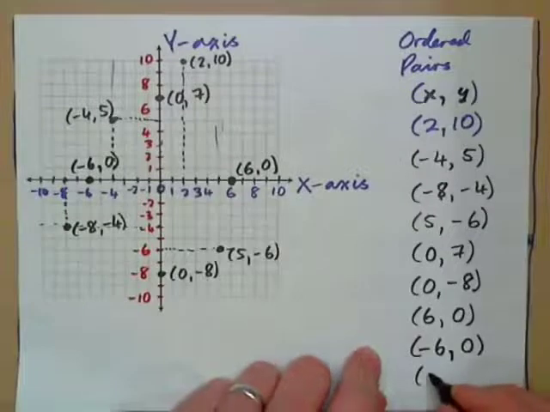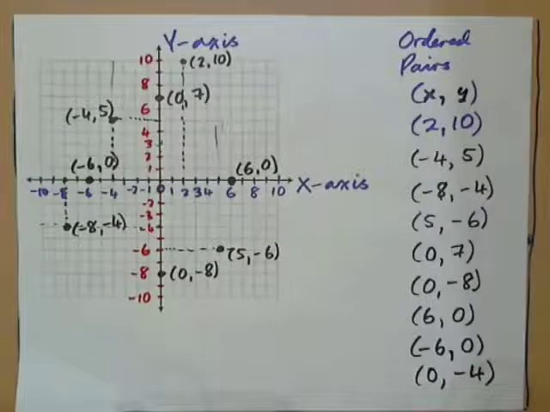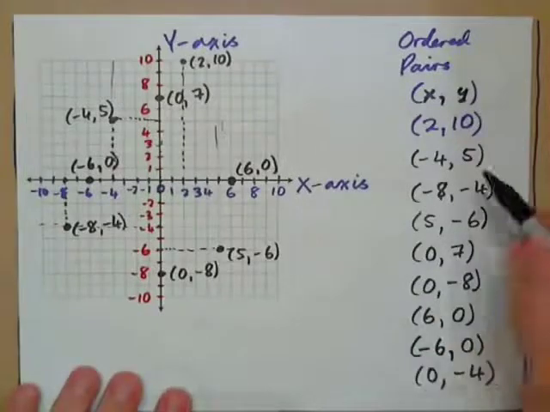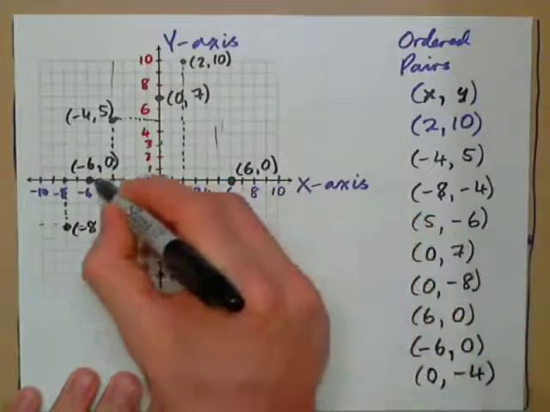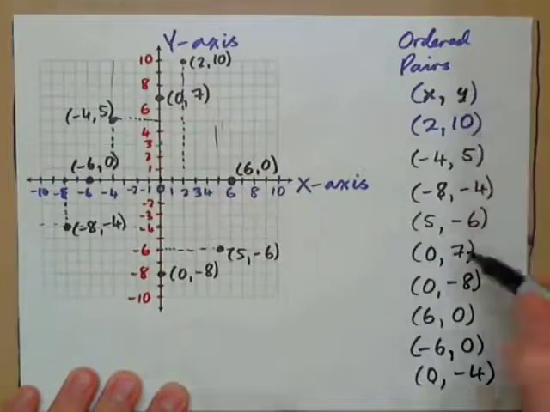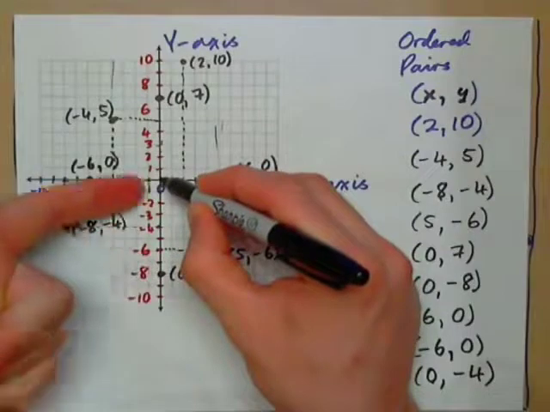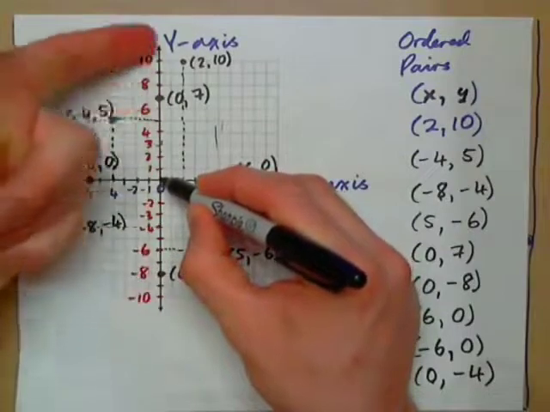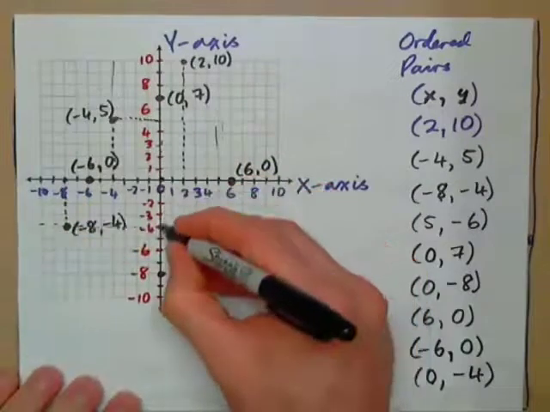Find where x is 0 and y is negative 4. If you go to the x-axis and find 0, that's right here. Now find where the y is negative 4. So x is 0, now where is the y negative 4? Go up and down here and find negative 4. It's right here, isn't it? So this is 0, negative 4.